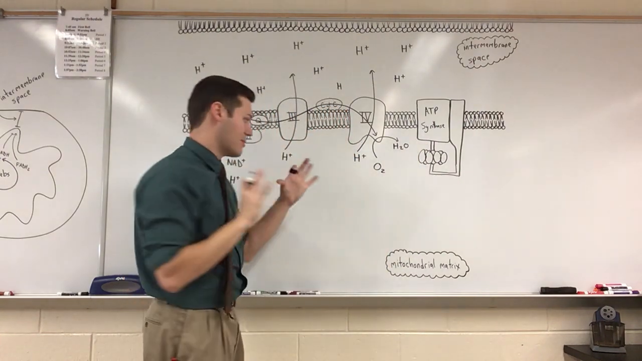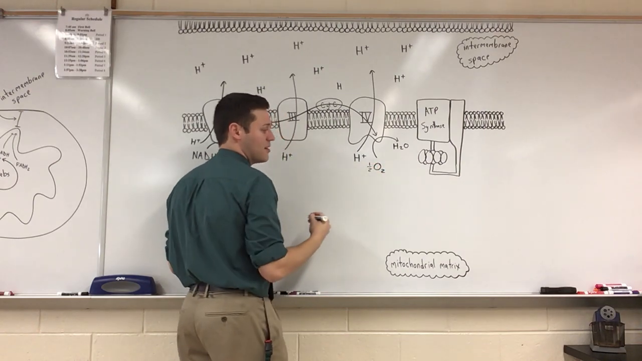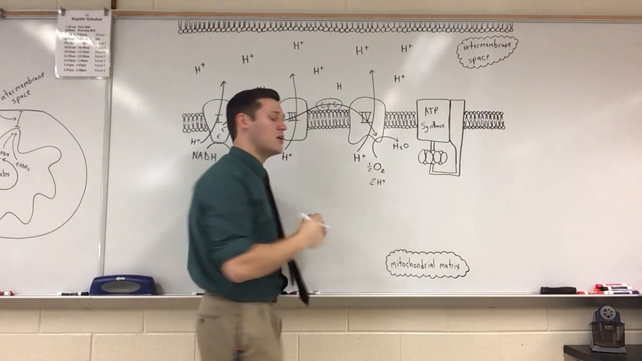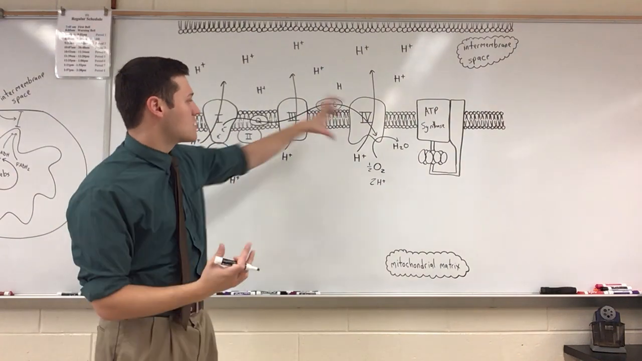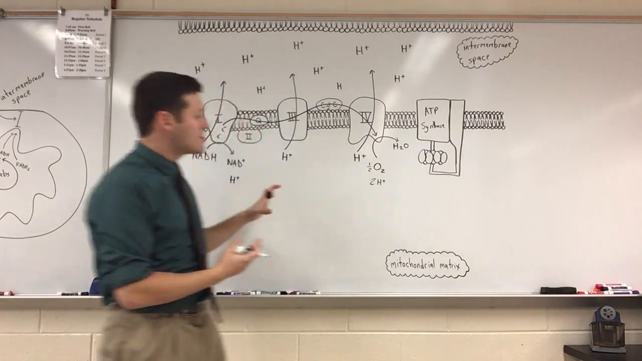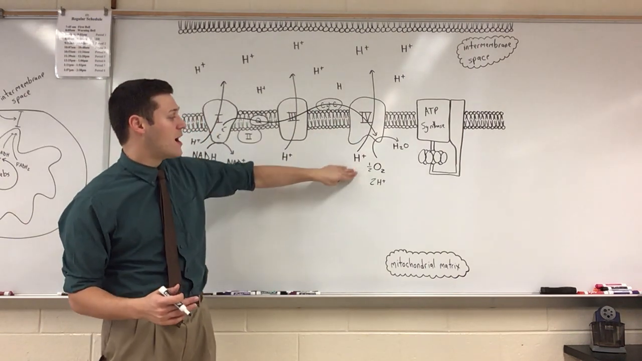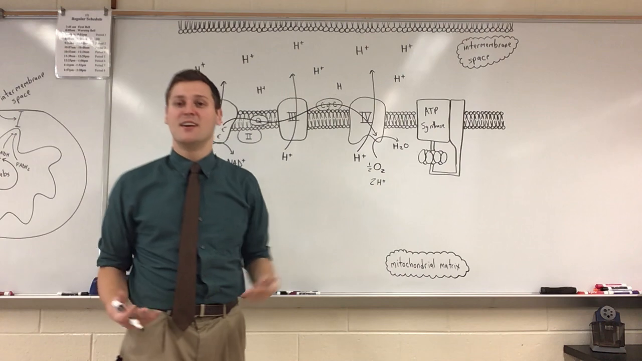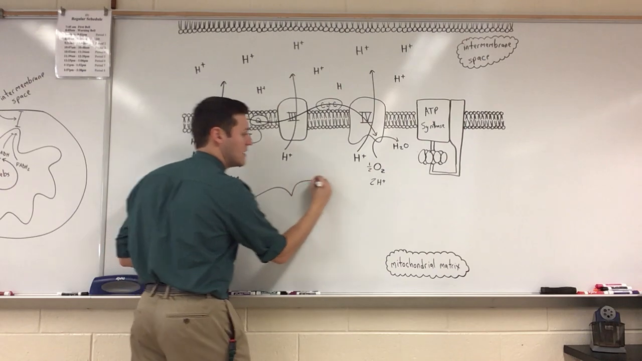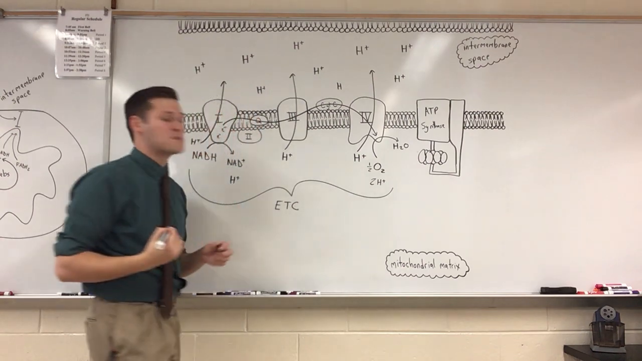Now, to be more specific, technically we use 1/2 of an oxygen molecule and 2 free hydrogen ions to generate 1 water molecule. So we really have to go through this process twice in order to fully use up an oxygen molecule. So now that we have the electrons picked up, we can continue allowing electrons to move through. So the purpose of oxygen is to pick up those electrons at the end of the electron transport chain, at the end of the ETC. So this right here, I will label as the ETC, electron transport chain.